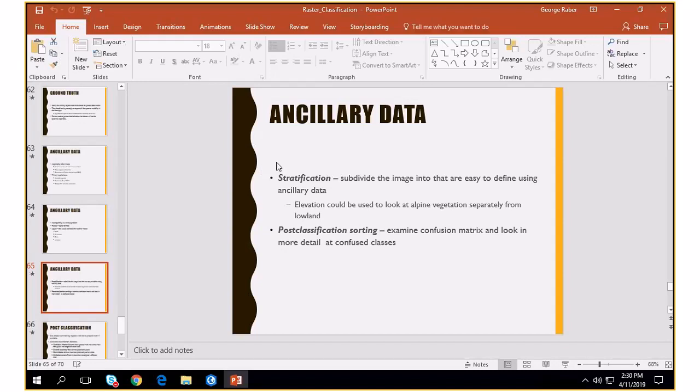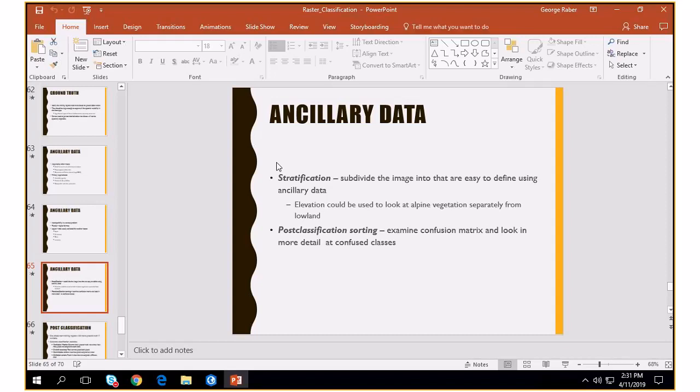I kind of talked about this before, but one thing that you could do is use ancillary data to stratify your data. In other words, you could subsection out different elevation data, because vegetation often changes based on elevation. You could use an elevation data set to subset out all the really high areas, and then classify those areas using the classification algorithms we talked about today, and then subset out the lower areas and come up with a different classification algorithm. That way, your spectral classes might be more pure.